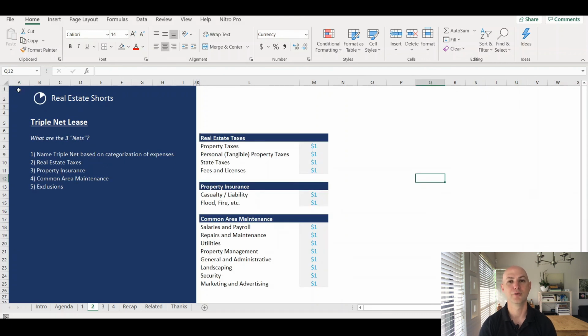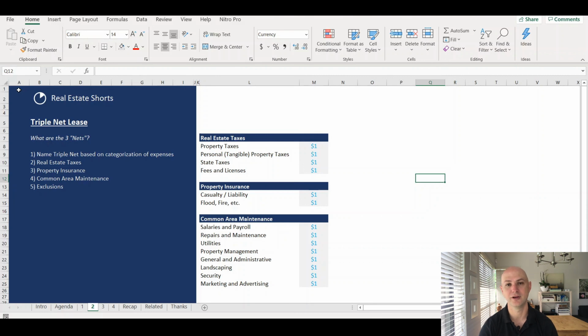So the quick definition of the three nets, or the three N categories within a triple net lease, is real estate taxes, insurance, and this catch-all category called common area maintenance. Real estate taxes are straightforward. You'll have property taxes, personal property taxes, sometimes state taxes. Each geography is a little different. Insurance, same thing. You can have a general liability or casualty insurance policy, but depending on geography, you can have flood, fire, or another natural disaster insurance policy, or really any other policy to protect against the unknown.